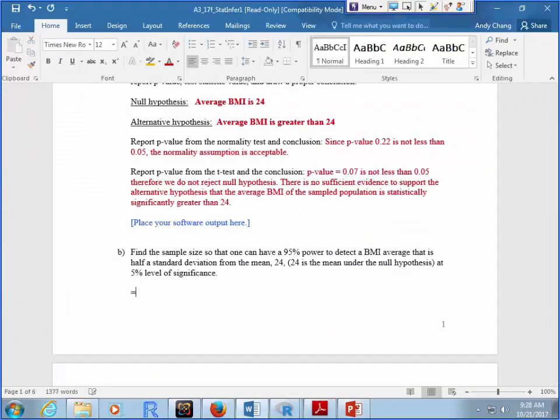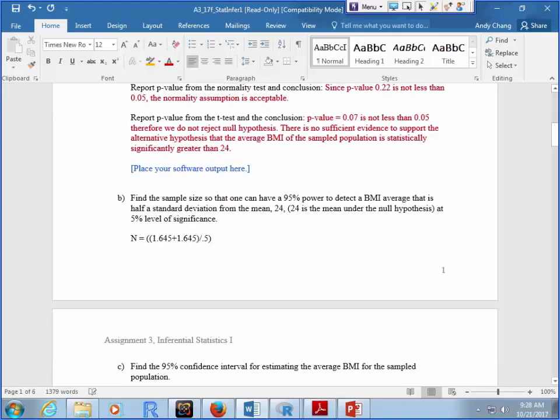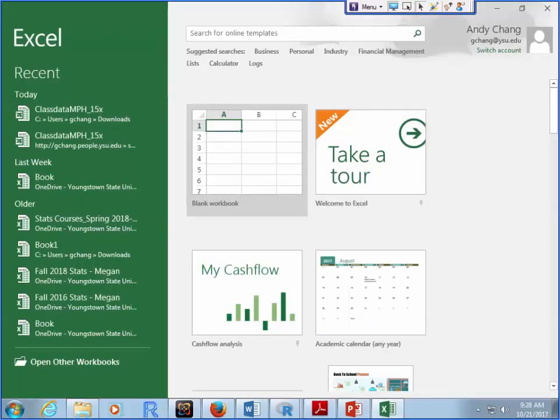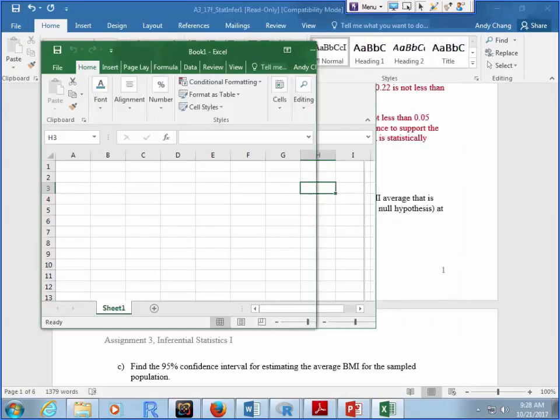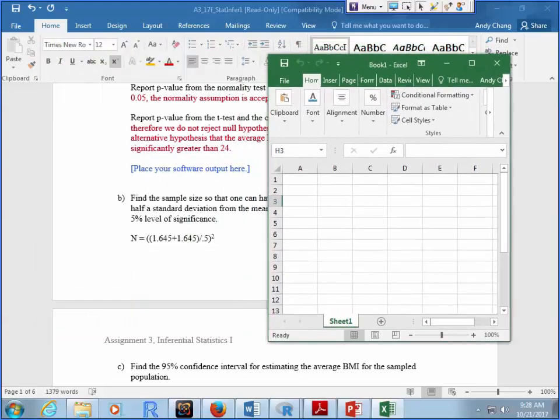You get the answer. So the sample size should be 1.645 plus 1.645, and then this thing divided by 1/2, let's say 0.5, and this whole thing, you square this number. That would be the answer, right? So if you have Excel, and of course, while you're doing the exam, you can use Excel, you can use Excel in so many different ways. If you're smart enough, you can make the work so efficient for yourself.